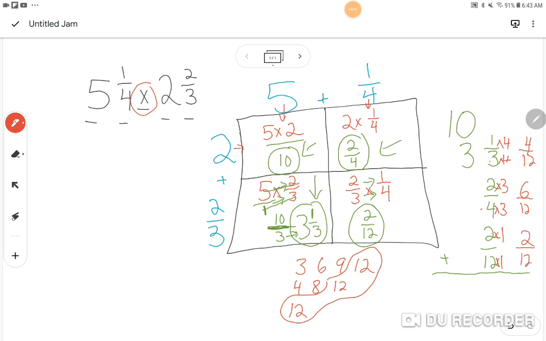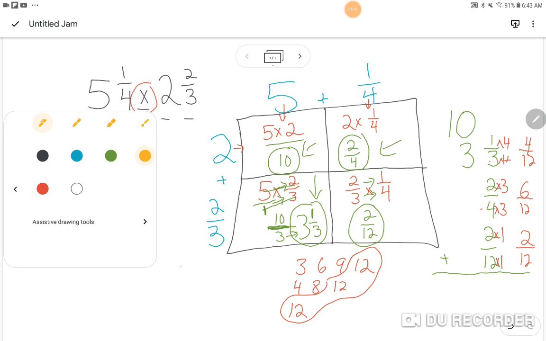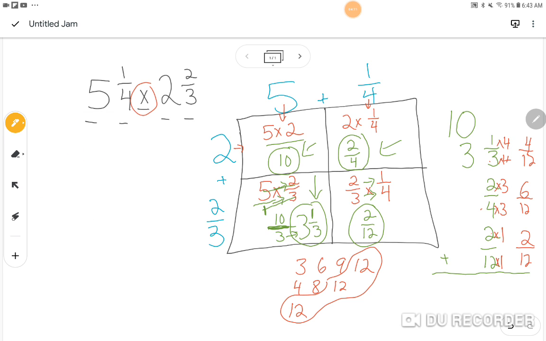And now we're almost ready to add, okay? So now we have our new fractions. We're going to add this. I'm going to do it way over here. I'm going to pull my numbers over there. Let me switch colors again. Let's go with yellow. So I'm going to have 10 plus 3, and what's our new fraction? 3 4/12. This is making sense.